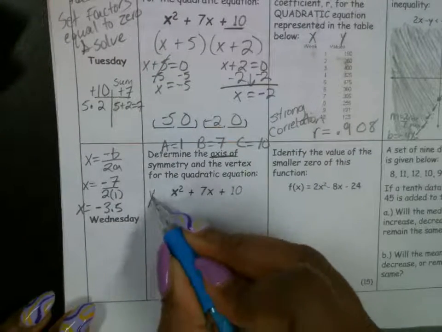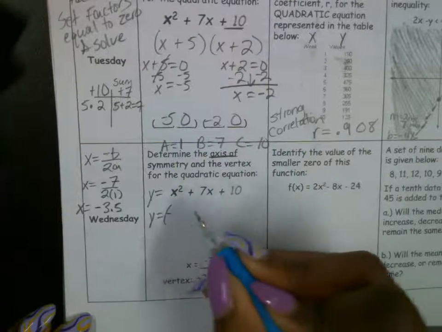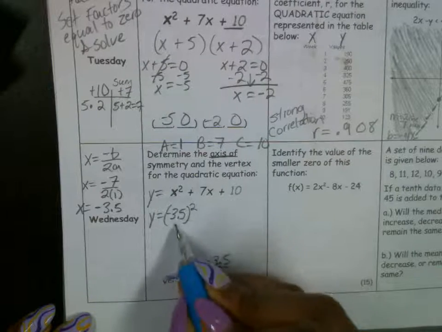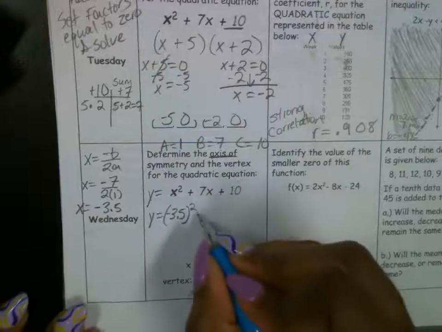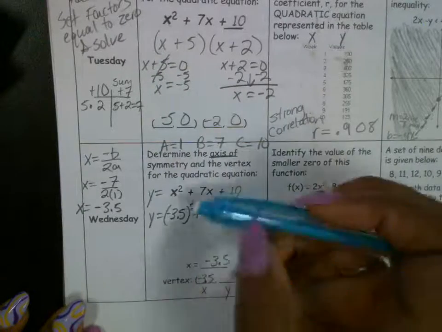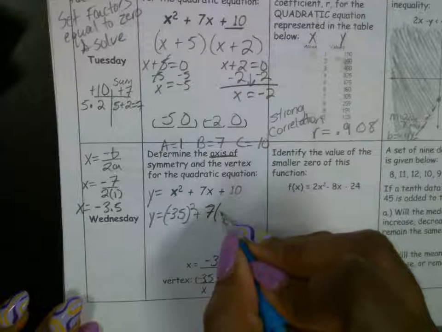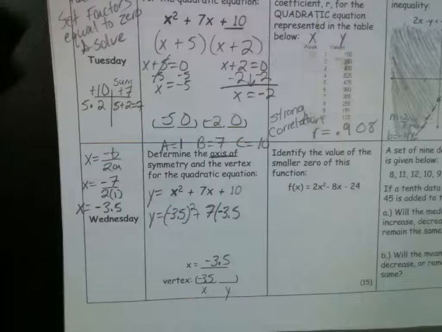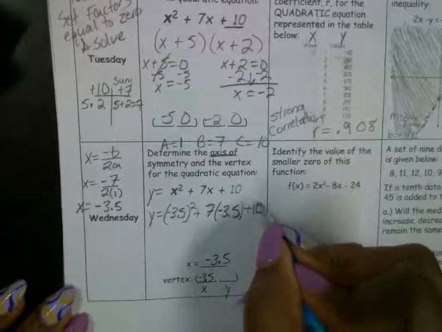So this is technically y is equal to, we got negative 3.5. Please make sure you put that in parentheses, okay? Because it's negative 3.5, make sure you include that in the parentheses. We got plus 7 times, Cooper, sit up, please, negative 3.5. And then we have plus the 10, okay?